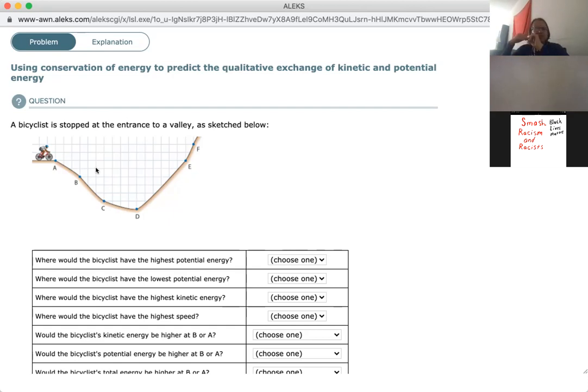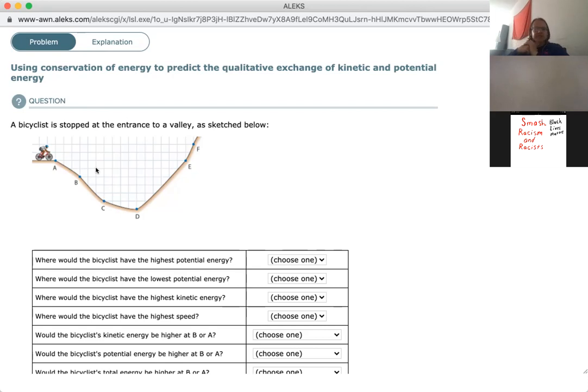Where would the bicyclist have the lowest potential? Okay, so lowest potential energy would be closest to the center of the Earth. And according to this diagram, it looks like the closest you'd be to the center of the Earth is D, right? That's the lowest level. So D would be the lowest potential energy.